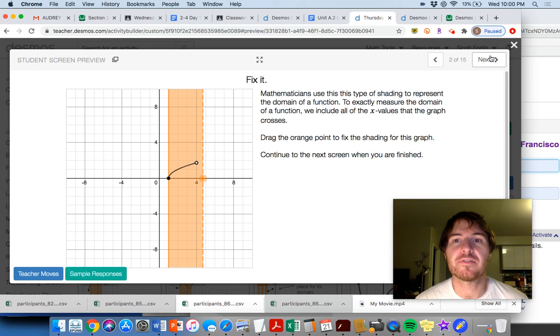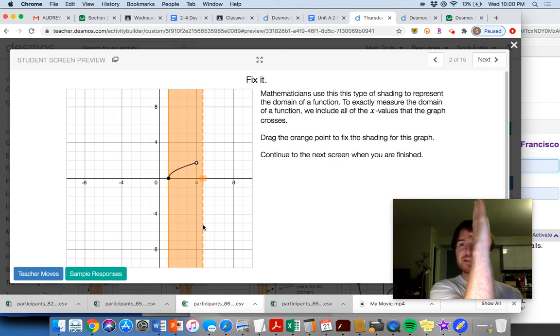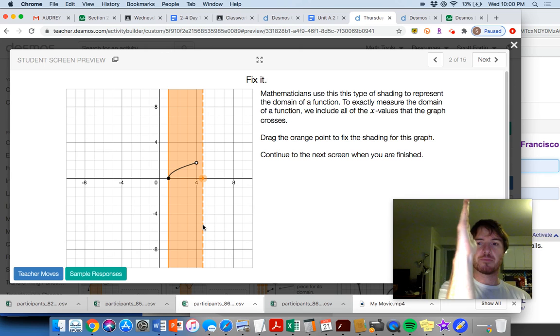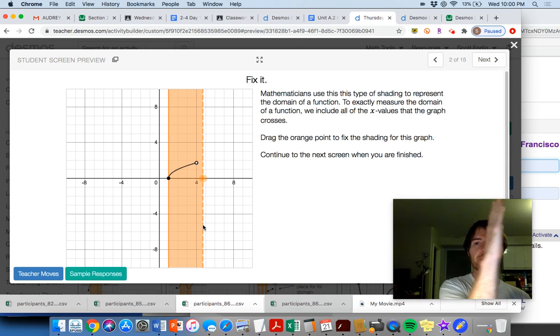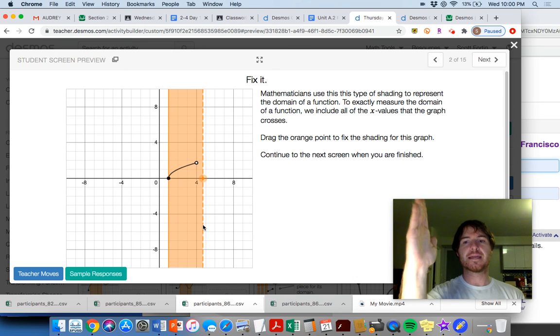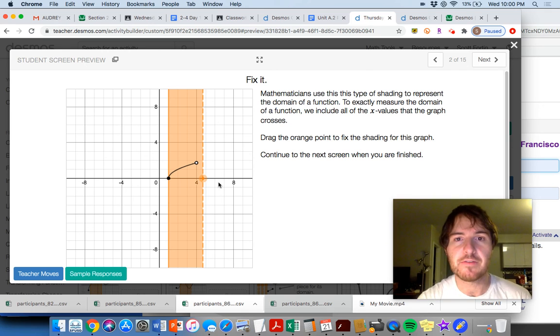Mathematicians use this type of shading to represent the domain of the function. Okay, that makes sense, right? We're starting right here and going all the way to over here, right? Because remember, domain are your x values. You start at a low x and then you go up and you end at the top x, and that would represent your domain. We don't care about how big or how small the y is. We just care about how small or big the x values are. Okay, so we got to fix it.